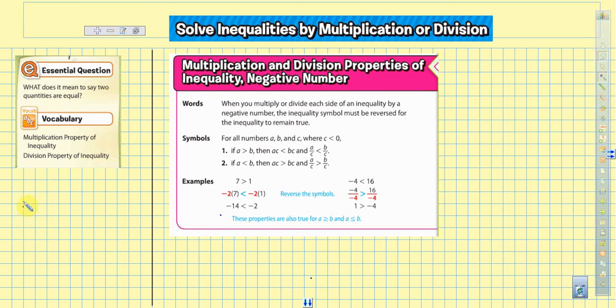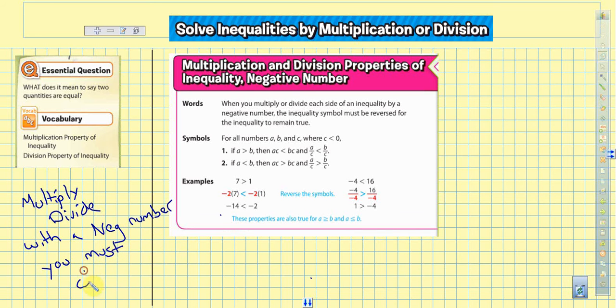So I'm going to write down: when you multiply or divide with a negative number, you must change the sign. Let me show you why.